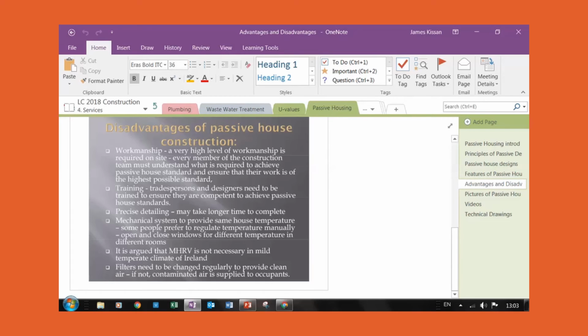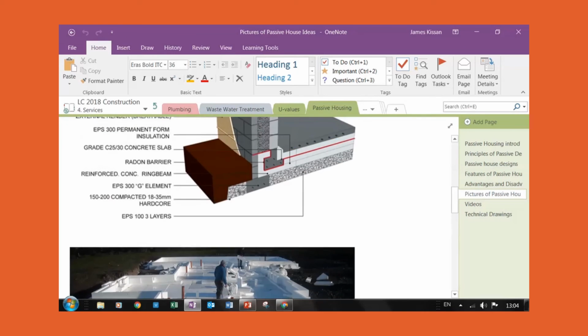Precise detailing takes longer. Next thing then, mechanical systems to provide ventilation into the house. So you have to have your mechanical systems in your house. Okay. Next thing then, these filters have to be changed. Okay. Now, other issues with these type of houses that is not up here is this type of house is far more expensive to build because the windows will cost more, the doors cost more, you have far more insulation put into this. Okay.